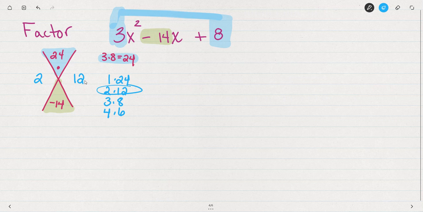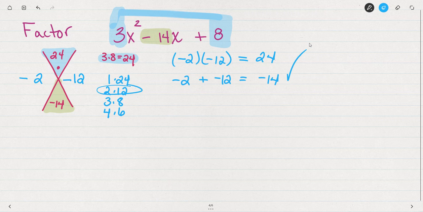Now we need to look at the signs. If we're going to get a negative sum and a positive product, these must both be negative. Why is that? Because negative 2 times negative 12 gives us a positive 24, but negative 2 plus negative 12 gives us a negative 14. So I know the chart is right. Let's move on to the next step where we'll use that chart.